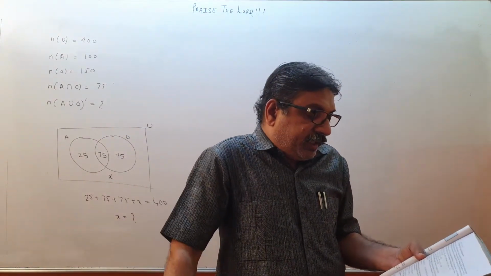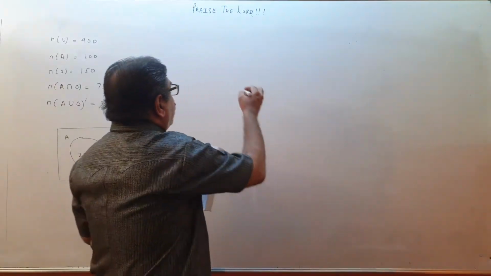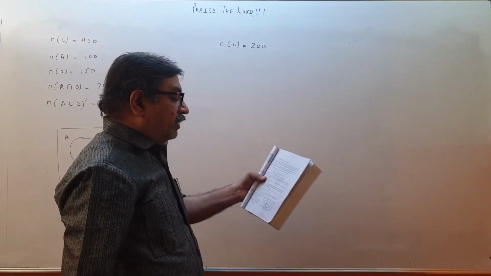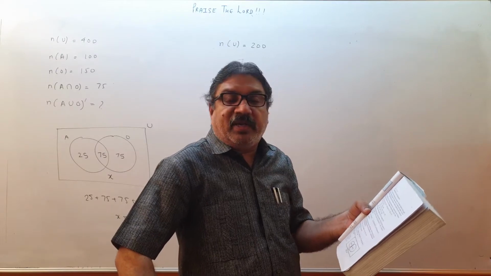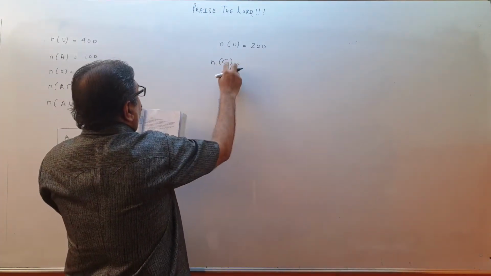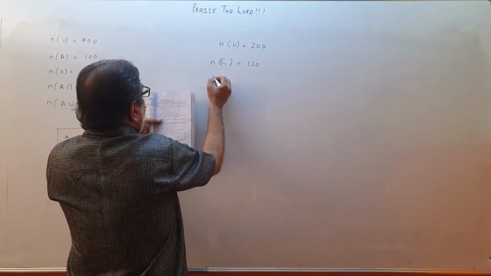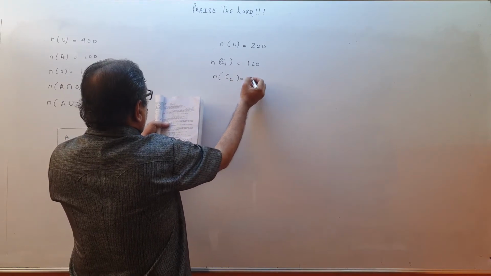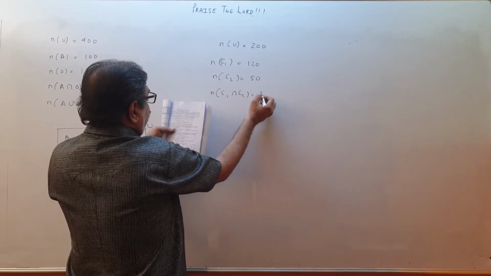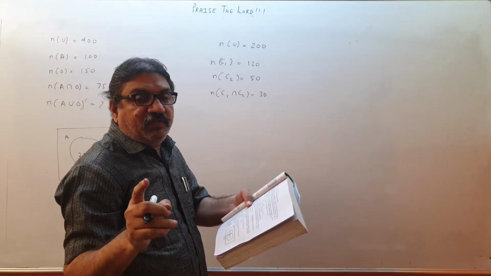Okay. There are 200 individuals with a skin disorder. So totally there are 200 people who are having skin disorder. 120 had been exposed to chemical C1. So people with chemical C1, that is 120. Number of people exposed to chemical C2, that is 50. And number of people exposed to both, that is given to me 30. Find the number of individuals exposed to chemical C1 but not C2.